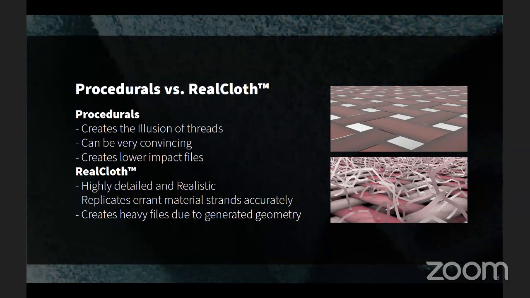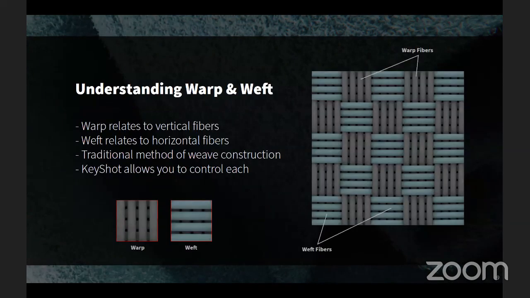On this slide, you can see a macro shot of a procedural weave on the top versus a macro of a RealCloth weave on the bottom. And notice that the RealCloth threads have dimensionality to them as well as flyaways, which help increase their believability as a RealCloth material.